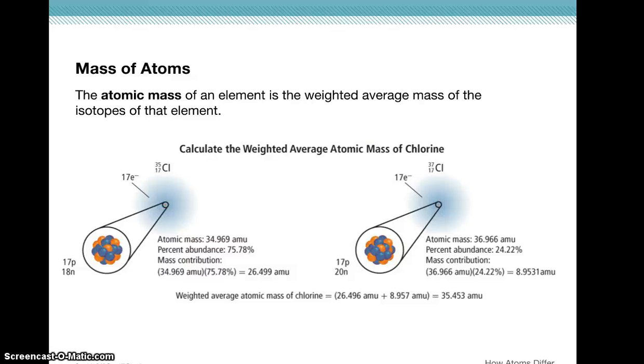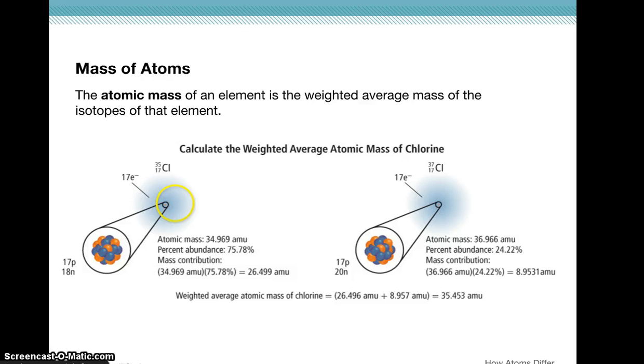Now, when you look at the periodic table, the atomic mass that's given isn't a whole number. It's a weighted average mass of all the isotopes. So, for example, when you look at chlorine on the periodic table, the mass is 35.453 AMU. Okay, so what that tells us is that because it's not close to 35 and it's not close to 36, there's more than one isotope. So that number on the periodic table is a weighted average of all the isotopes found in nature.